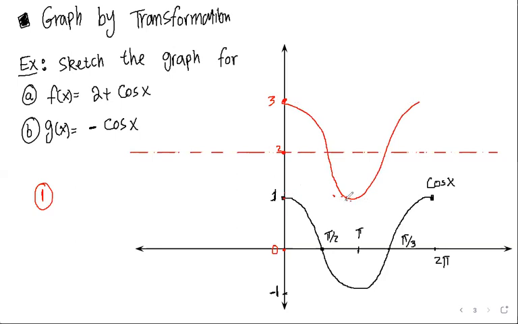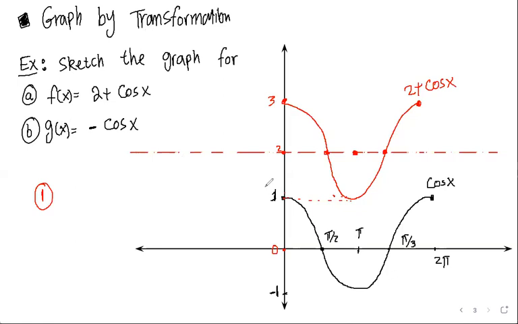So this 1 here, 3, 1, and this point also 3. This point is 2 pi, 3 pi over 2. And here, yeah. So this is the graph of 2 plus cosine x. Shift everything 2 units up.